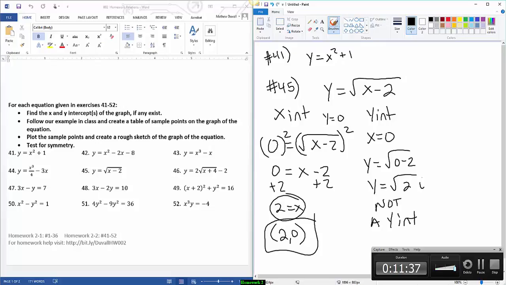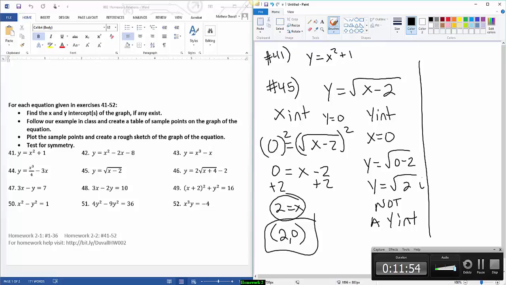I'm going to let you guys do the whole create a table of sample points and graph your own equation. I think that it's a little time consuming, but I know you guys can do it. Plot the sample points, create a rough sketch. I'll let you guys do that. Let's test for symmetry.